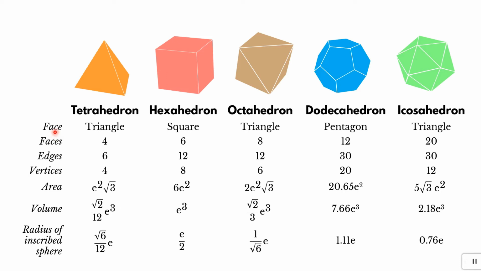Number one, we have the face. The faces are these, not the edges of your figure. For example, for a tetrahedron, the face is a triangle. For a hexahedron, it is a square. For an octahedron, it is also a triangle. For a dodecahedron, a pentagon, five-sided, 1, 2, 3, 4, 5. For an icosahedron, the face is also a triangle. These are listed here: triangle, square, triangle, pentagon, triangle. They may be easy to forget now, but as you solve more problems, they become common sense.